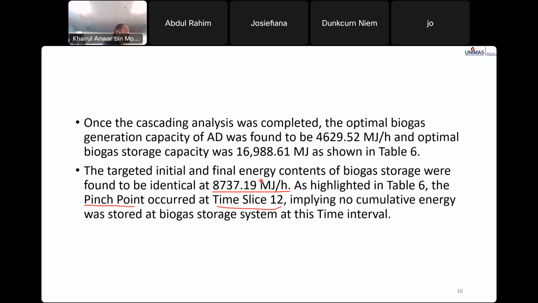The selected target initial and final energy content of the gas were found to be identical at 737 megajoule per hour. As highlighted in table 6, the pinch point occurs at time slice 12, implying no cumulative energy was stored in the biogas storage system at this time interval.